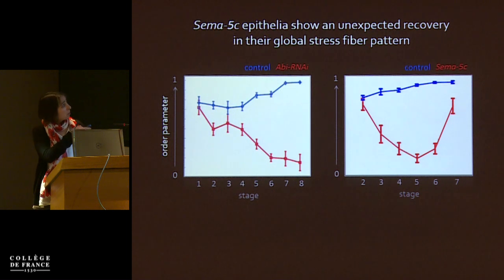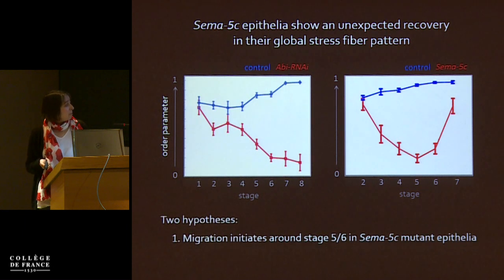We expected that we would see this same trend when we looked at the Sema5C epithelia, and we do, up until a point. Up until stage 5, you see this decrease in the tissue-level order of the stress fibers, but suddenly you see a recovery, until by stage 7, near the end of migration, most of the egg chambers look indistinguishable from controls. And this suggested 2 possibilities.